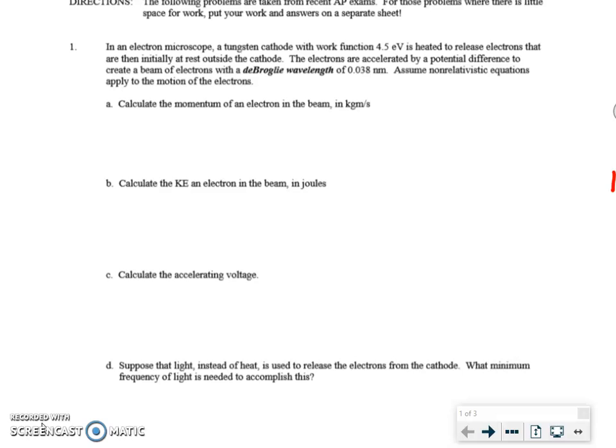We can use the wavelength and the idea that de Broglie wavelength is related to the momentum by this relationship. If I rearrange that, I get the momentum is h over lambda. So you can just plug in the values for h and lambda. Just make sure you convert that to meters so you get the right value for the momentum.